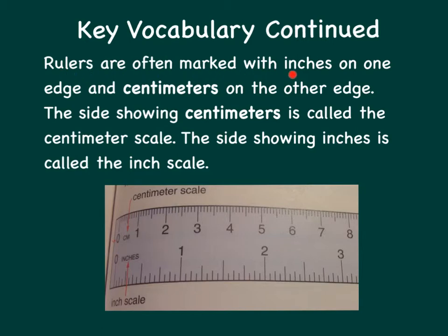Rulers are often marked with inches on one edge and centimeters on the other edge. The side showing centimeters is called the centimeter scale. The side showing inches is called the inch scale. So here's the centimeter scale, and this is the inch scale. A lot of your rulers have this.